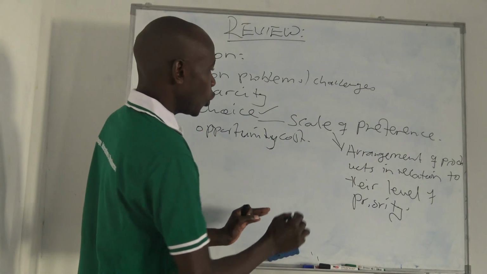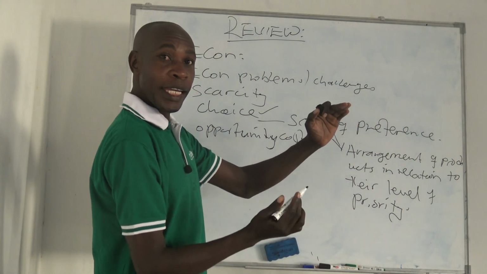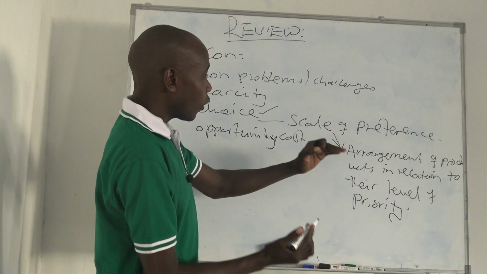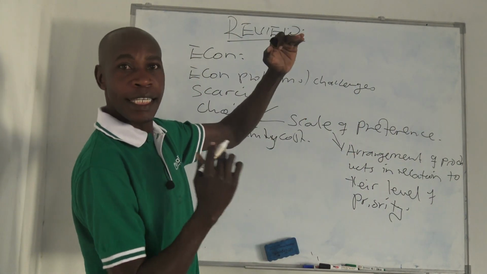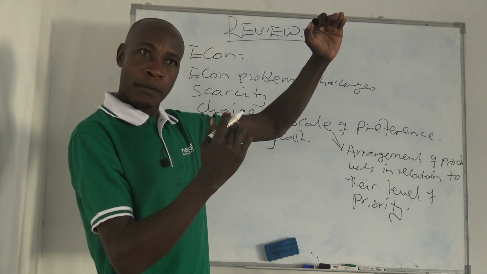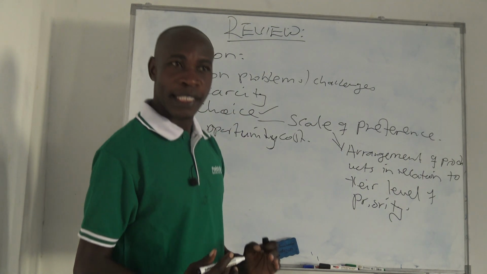In other words, you arrange these commodities, you make a list of these commodities arranging them from the most pressing need up to the least pressing what? Pressing need.